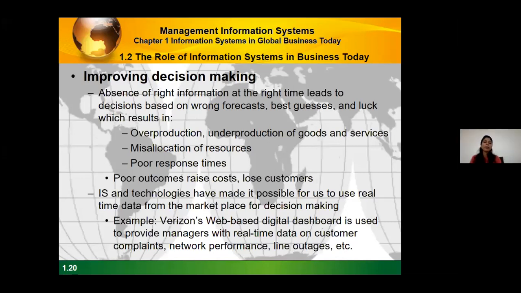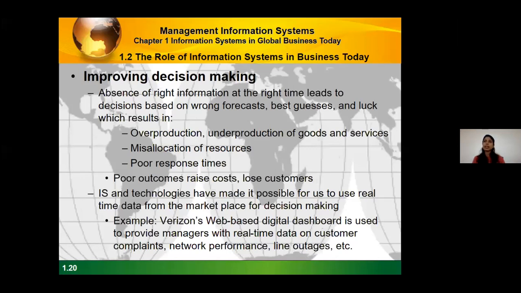Now here it gives the example: Verizon's web-based digital dashboard is used to provide managers with real-time data on customer complaints, network performance and line outages. Verizon is a telecommunication company, and right now they are using a digital dashboard. A digital dashboard means that on a single screen, all the critical factors or critical performance indicators are visible to the management, right? Looking at that, managers can get the information relevant to customer complaints, network performance and line outages. So these things can be obtained in real time, right?